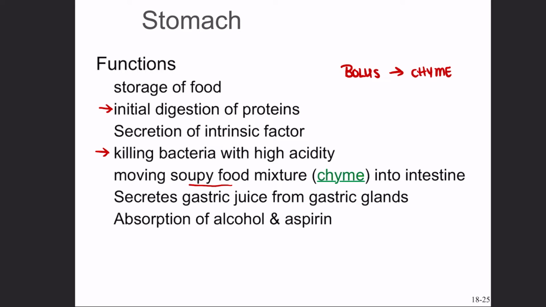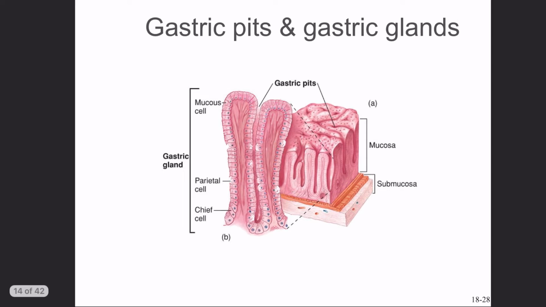And then there are some interesting factors here. First off, there's going to be something called intrinsic factor, which it will secrete. And something interesting that occurs here is that this is where alcohol and aspirin are absorbed. So as we look closer at our gastric rugae, what we find are these long pits, and these are called gastric pits.